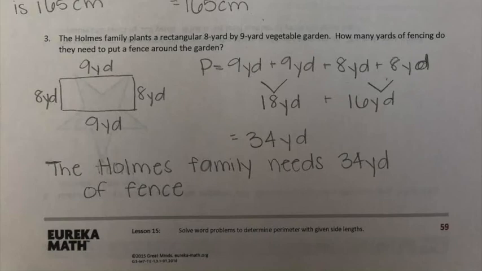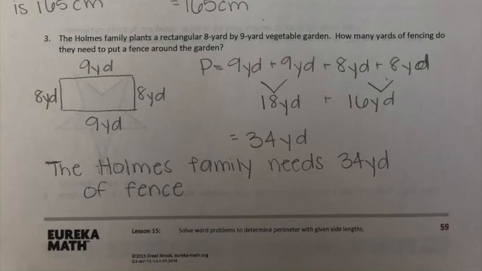The Holmes family plants a rectangular 8-yard by 9-yard vegetable garden. How many yards of fencing do they need to put a fence around the garden? So I drew a picture of the rectangle with 2 sides that are 8 yards long and 2 sides that are 9 yards long. And when I added up all the numbers, I put the like numbers together.